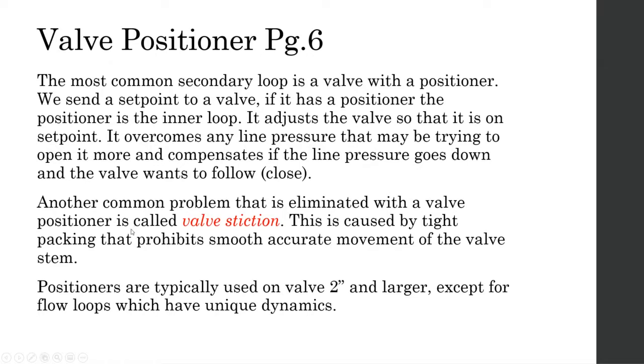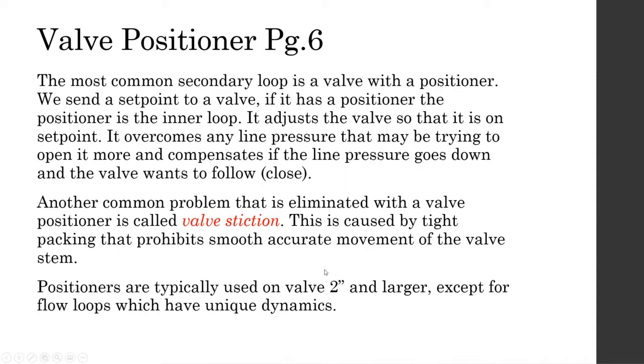the pressure is allowed to change by the I to P, but we have no verification that that pressure is going to be enough to overcome valve stiction. So the valve might open more, it might not open more, and we have no way of knowing because there's no feedback. Positioners bring that. So that's why positioners are what they call the most common secondary loop.